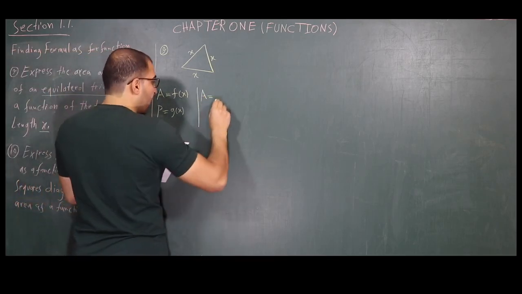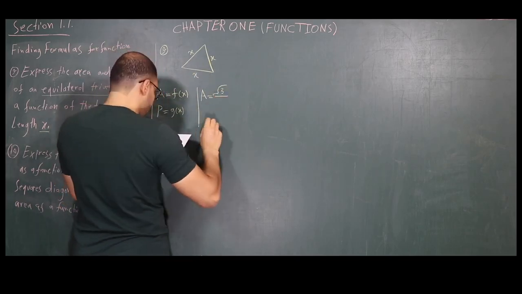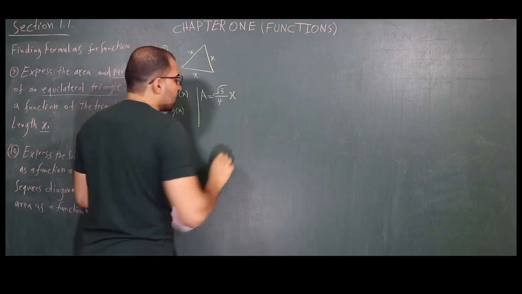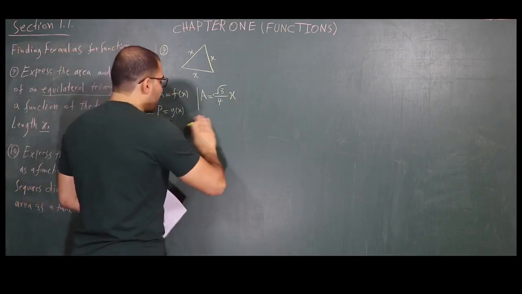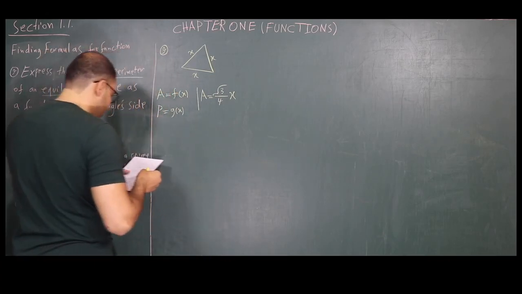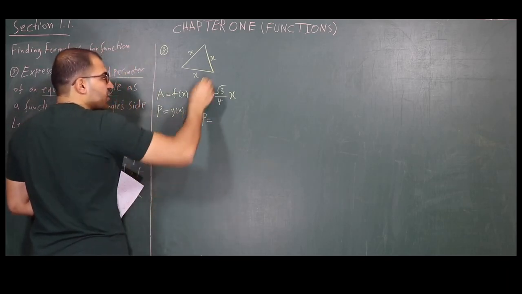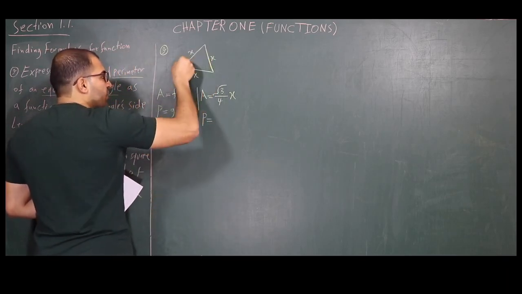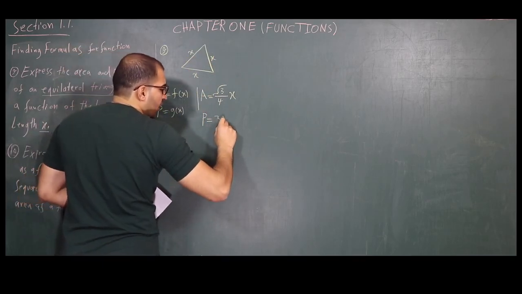that the area of this triangle is the square root of 3 over 4 times x squared. I don't want to derive it here because it's not the subject. I just wanted to bring it here. And we all know that the perimeter is just the sum of these 3 sides. So x plus x plus x should be 3x.